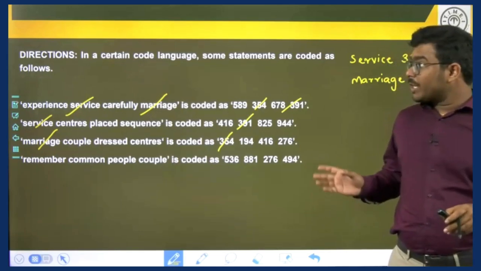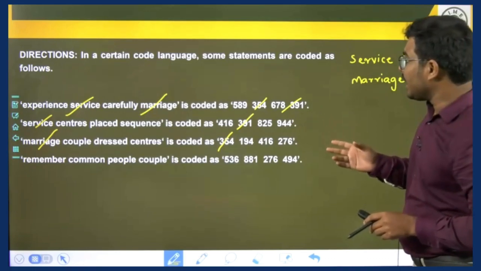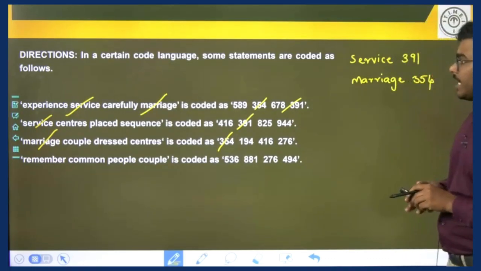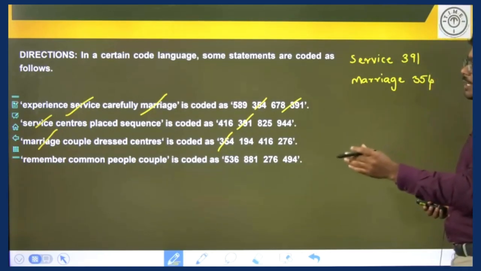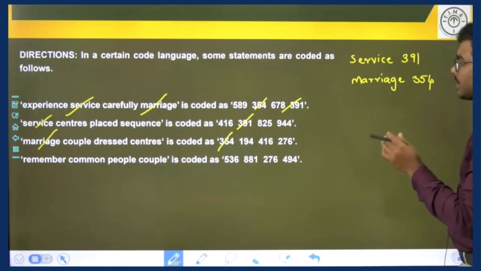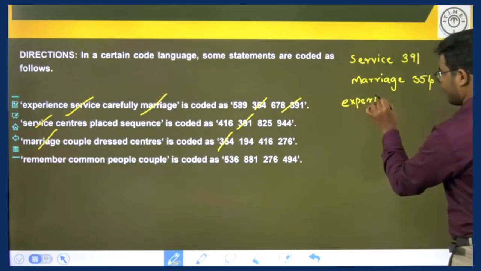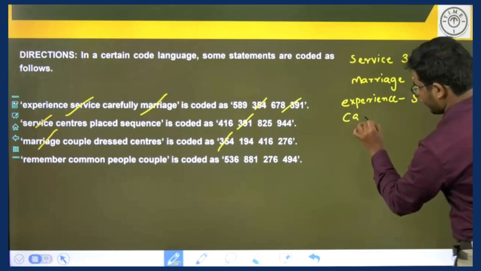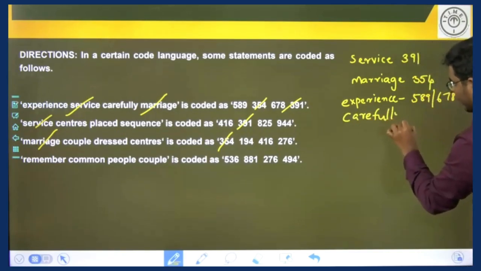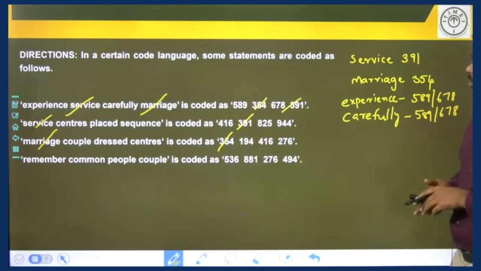Is there any common word in statement 1 and 4? No. So, we are left out with experience and carefully and 2 codes 589 and 678. So, the code for experience is either 589 or 678 and the code for carefully is either 589 or 678.